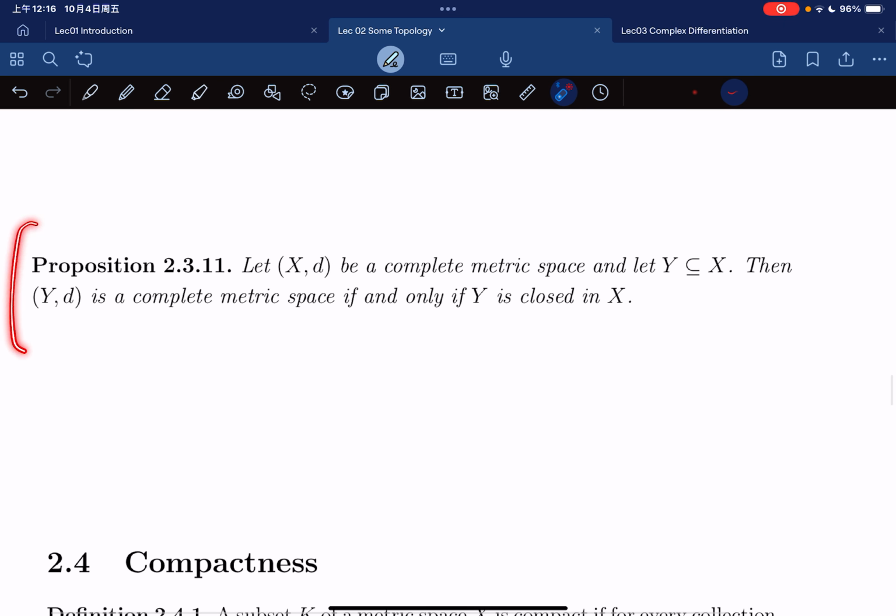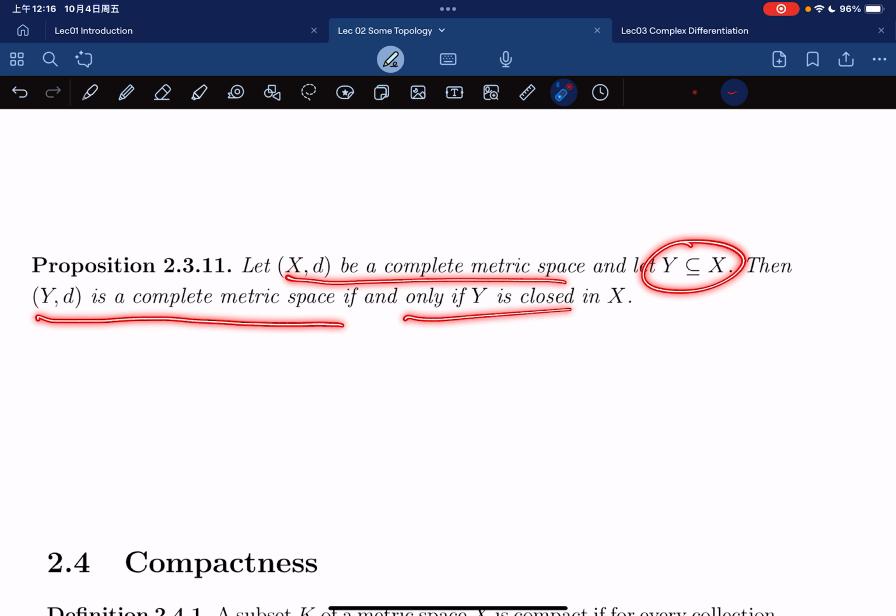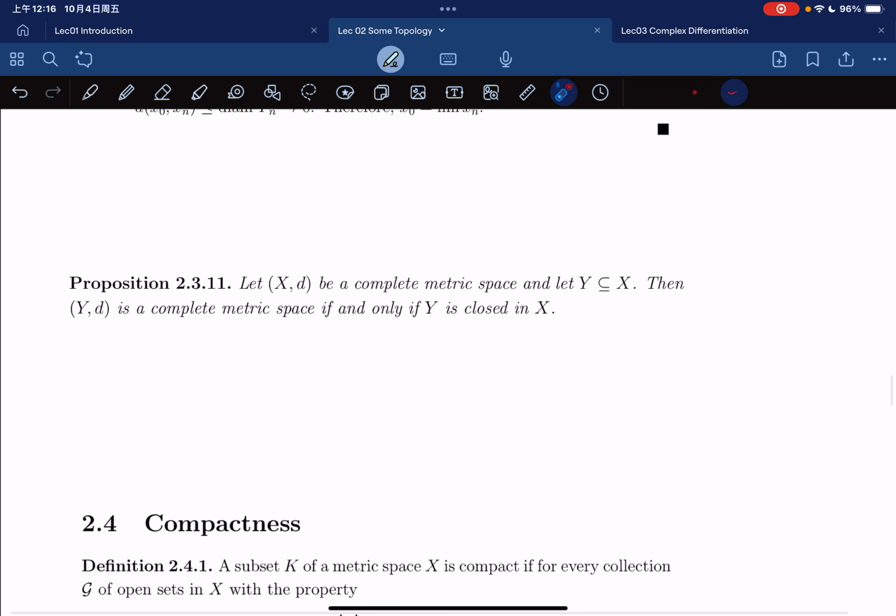And we have another proposition that for any complete metric space and for any subspace, the subspace is complete if and only if it is closed, because it contains its limits. Okay.